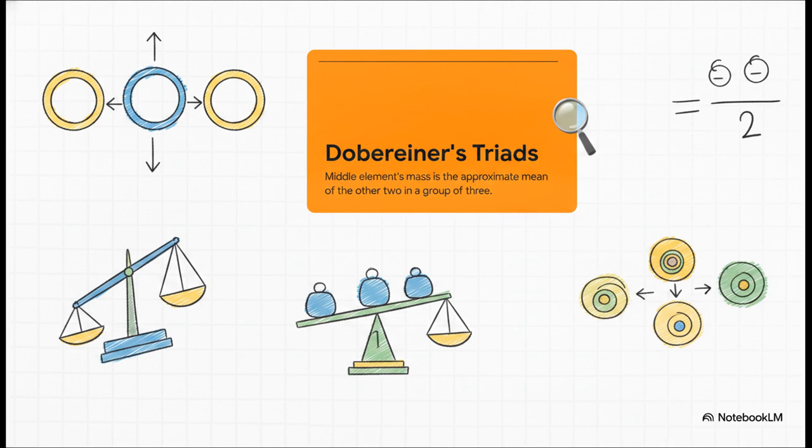Now, I want you all to note down this important textbook definition. He made groups of 3 elements, which he called triads, that had similar chemical properties. He arranged these 3 elements in an increasing order of their atomic mass. And the crucial takeaway is this. He showed that the atomic mass of the middle element was approximately equal to the mean, or the average, of the atomic masses of the other 2 elements.